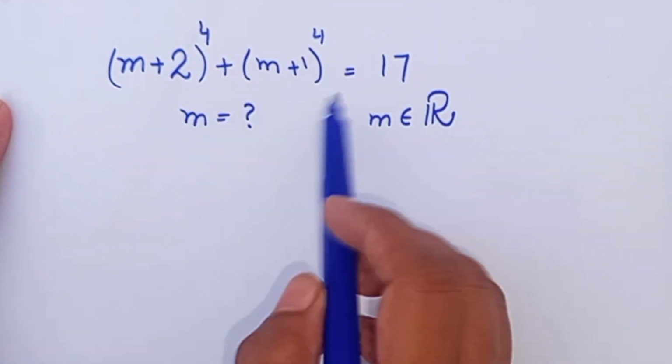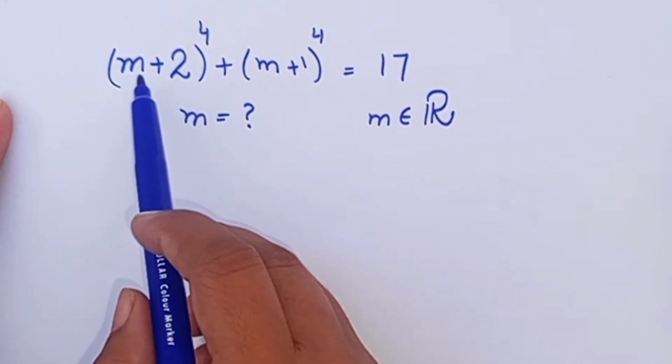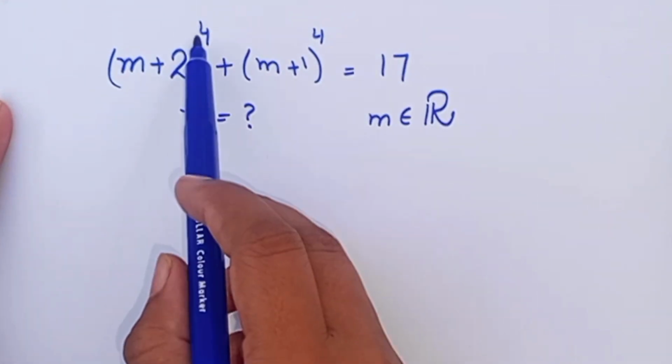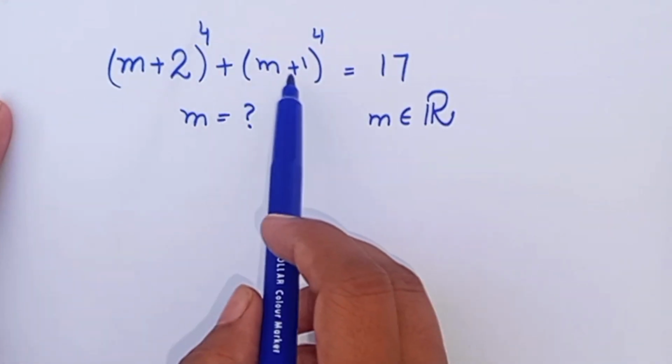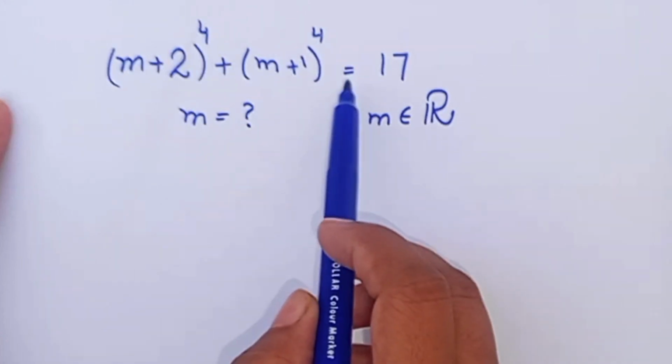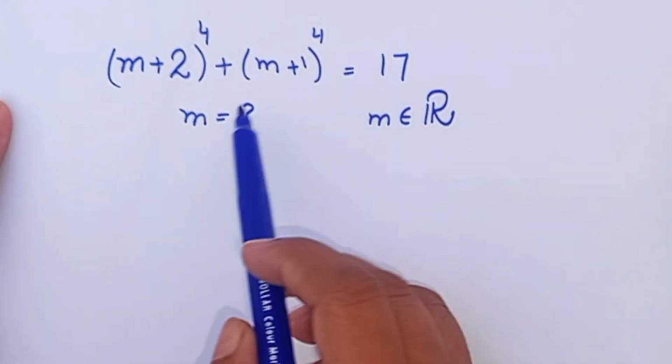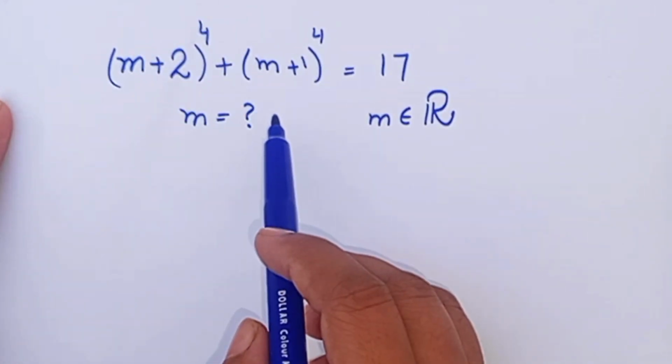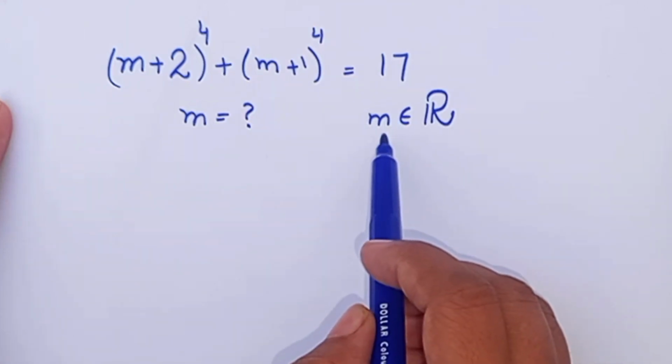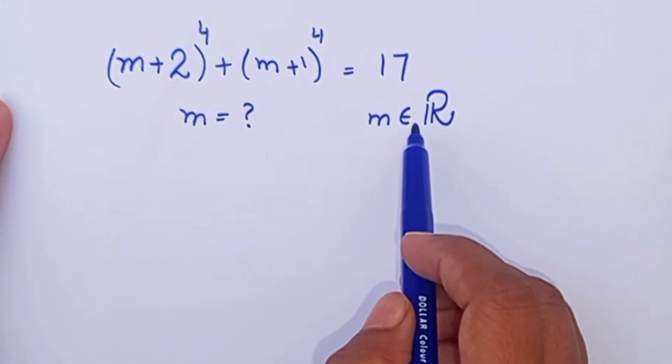And in this video, we are going to solve this question. The question is (m+2)^4 + (m+1)^4 = 17. We just find the value of m. And in our question, it's given that m belongs to real numbers. So let's start.